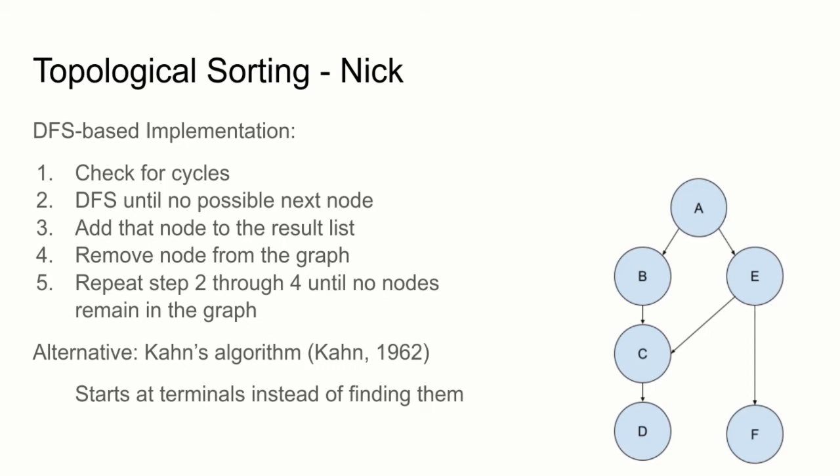An alternative is Kahn's algorithm, which starts with a list of terminals instead of just trying to find them. Effectively, you ask the graph what is its list of terminals, and it should be able to find them. Terminals are nodes that do not point to any other node. So in the example here on the slide, nodes D and F would be terminal because they do not point to any other nodes. And you would take that list of terminals, add it on, and then remove them from the graph, repeating this procedure. That would be linear in the number of nodes and linear in the number of edges.